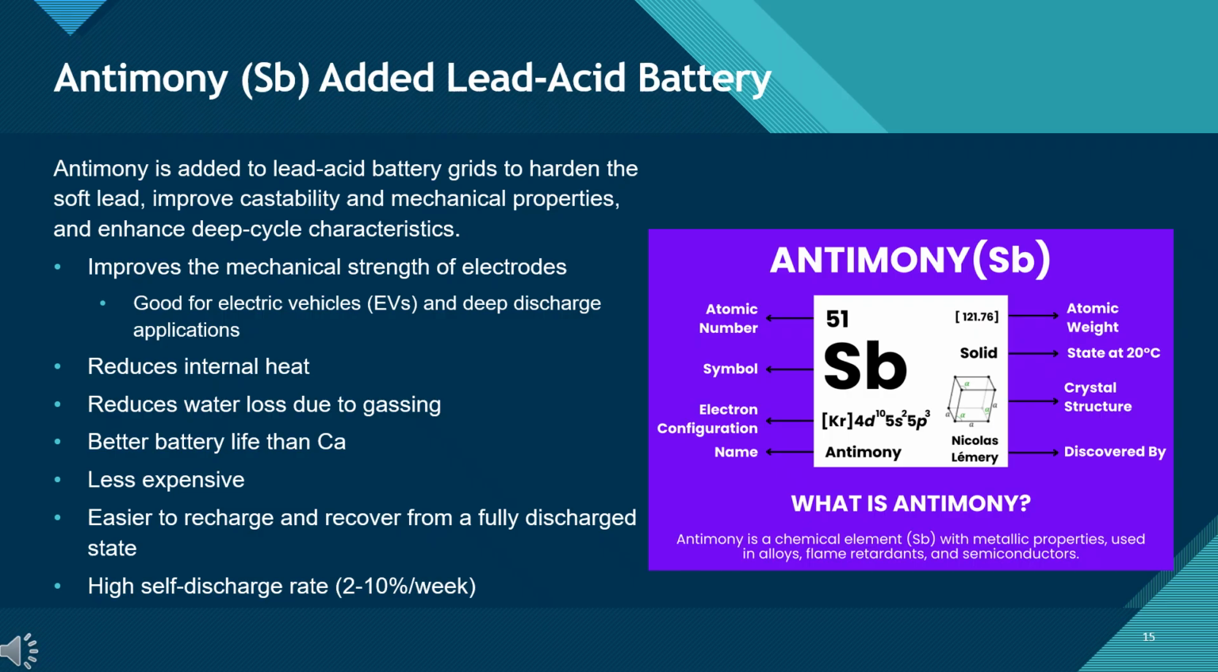Batteries with antimony have several advantages. They are less expensive, have stronger electrodes, resist heat, and can recover more easily from a fully discharged state. However, one drawback is that they have a relatively high self-discharge rate compared to calcium-based batteries. The image on the slide reminds us that antimony is a metallic element added to the battery grid to achieve these performance characteristics.